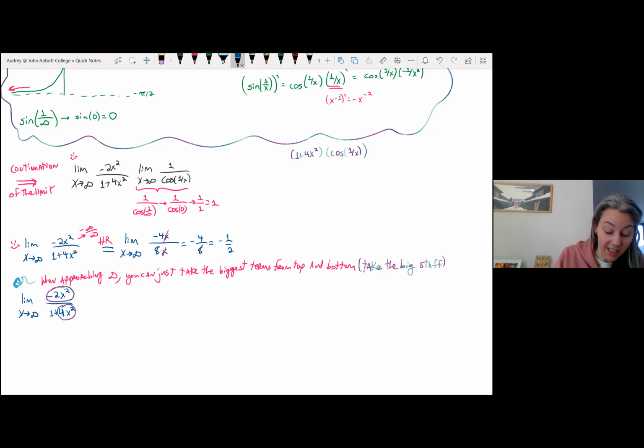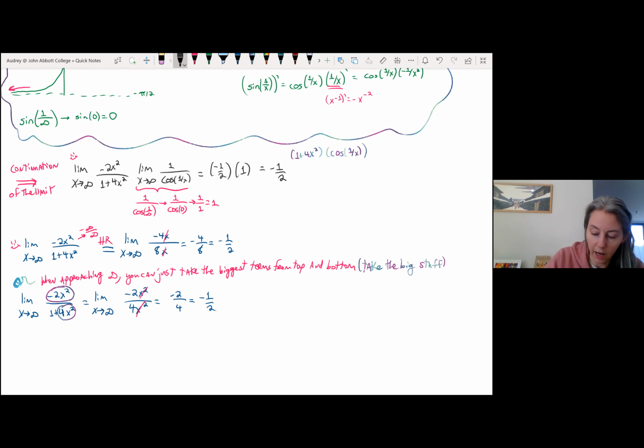So what that means is actually I can just ignore it. The limit as x goes to infinity of negative 2x squared, and I'm just going to ignore that 1. I'm taking my big stuff, and now I can cross those out and get that this is negative 2 over 4, which is negative 1 over 2. So then we can go back up here and see that my final answer, we got negative 1/2 for that first thing, 1 for the second thing, and my final answer is negative 1/2.